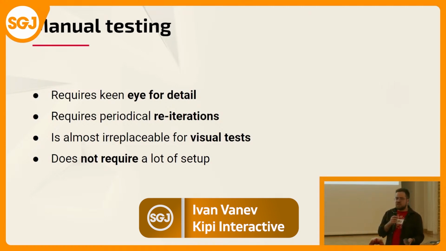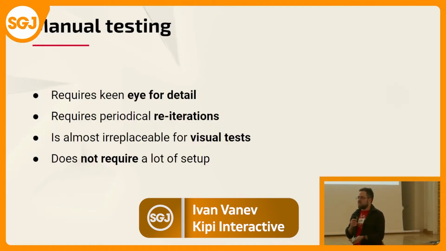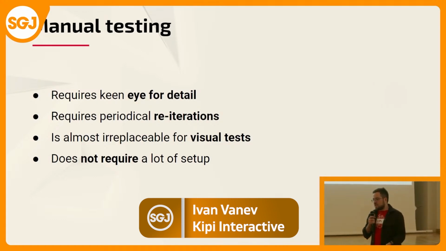It requires periodical reiterations. So after checking a product once this month, you have to check it again after a certain period of time to see if the programmers haven't introduced some kinds of errors there. It's great for visual tests, any tests that require a person to look at how the game behaves and to spot any visual issues. And it does not require a lot of setup, and usually does not require a deep understanding of how the product is programmed.